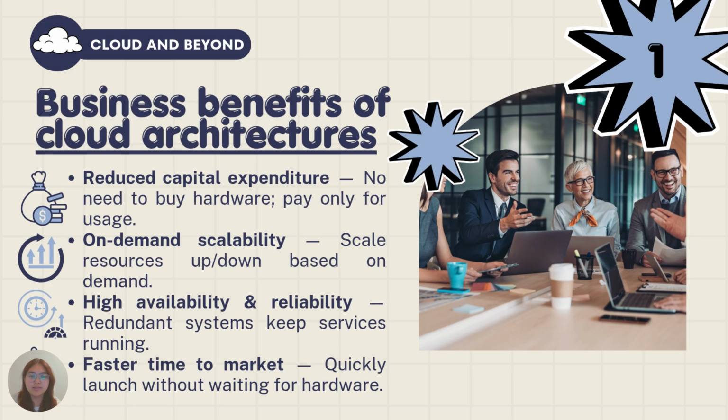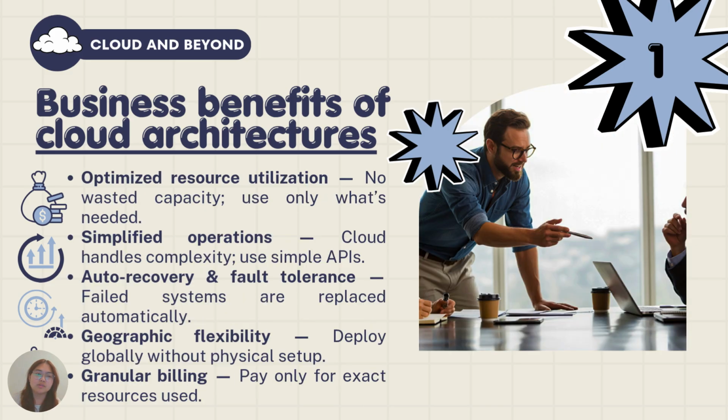Next one, high availability and reliability. This comes from the redundancy built into the architecture itself. When one component fails, another takes over automatically without human intervention. So there's no disruption and it is always available, 99.99% of the time.